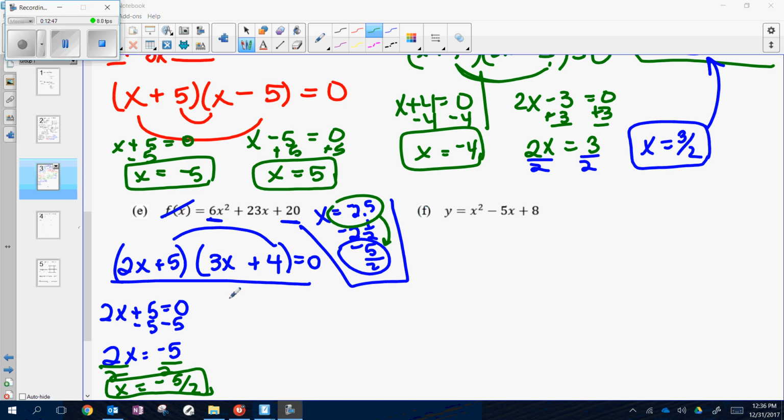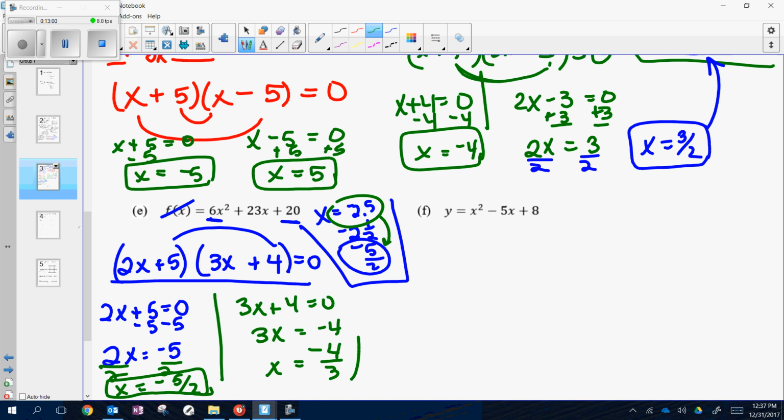The other one, why is that not working? 3x plus 4 equals 0. Subtract your 4. Divide by 3. If you remember from looking at my calculator that wasn't cooperating, it was -1.3 repeating. That's the other way to write -4/3.